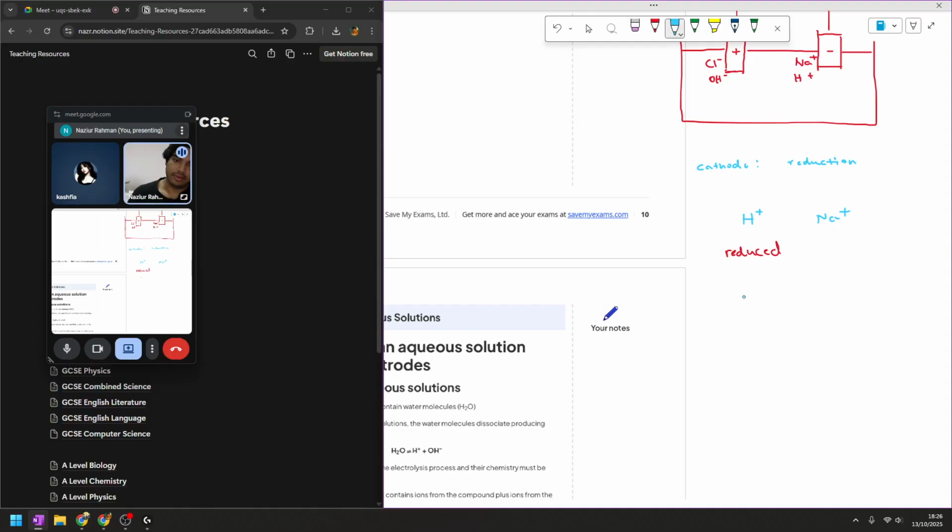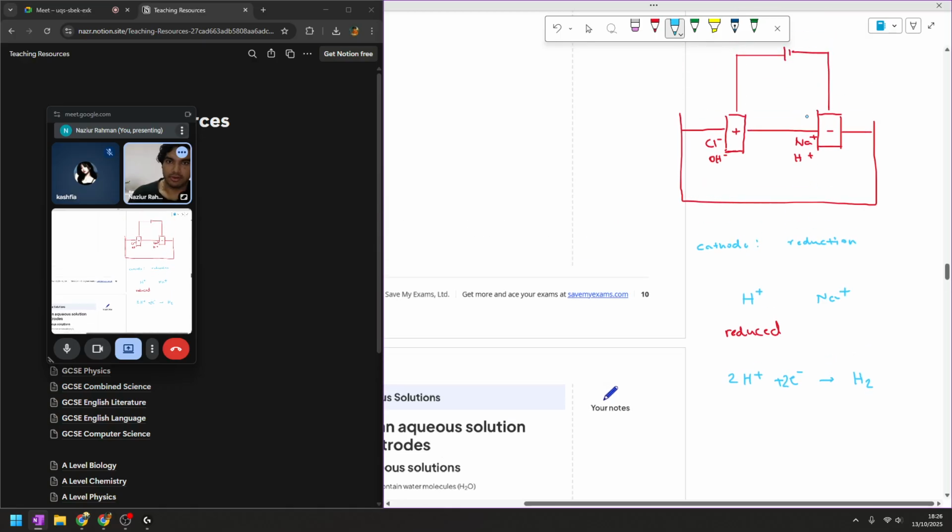So at the cathode, the hydrogen ions will gain electrons to make hydrogen atoms, and then two hydrogen atoms will join together to make a hydrogen molecule. So you'll have this reaction happening. Over here, you'll start to see hydrogen gas being produced.